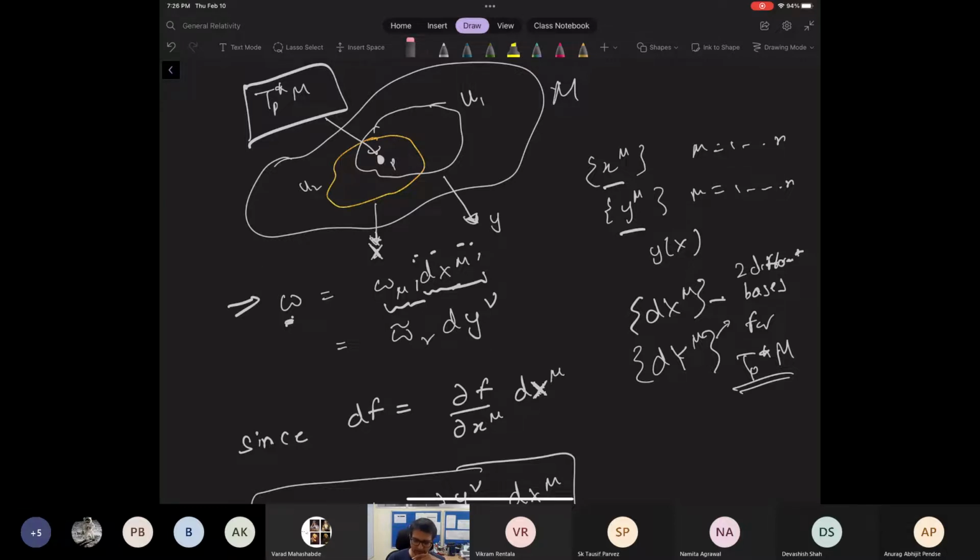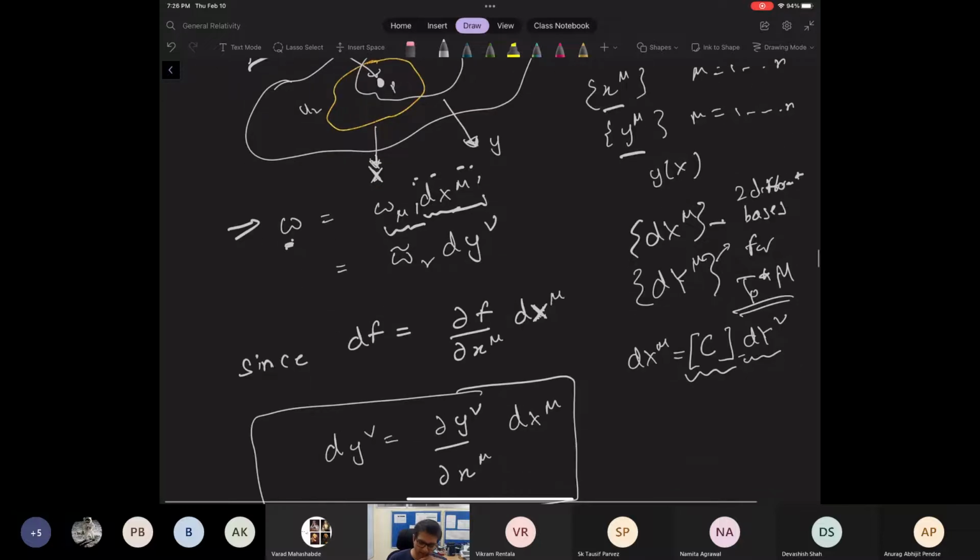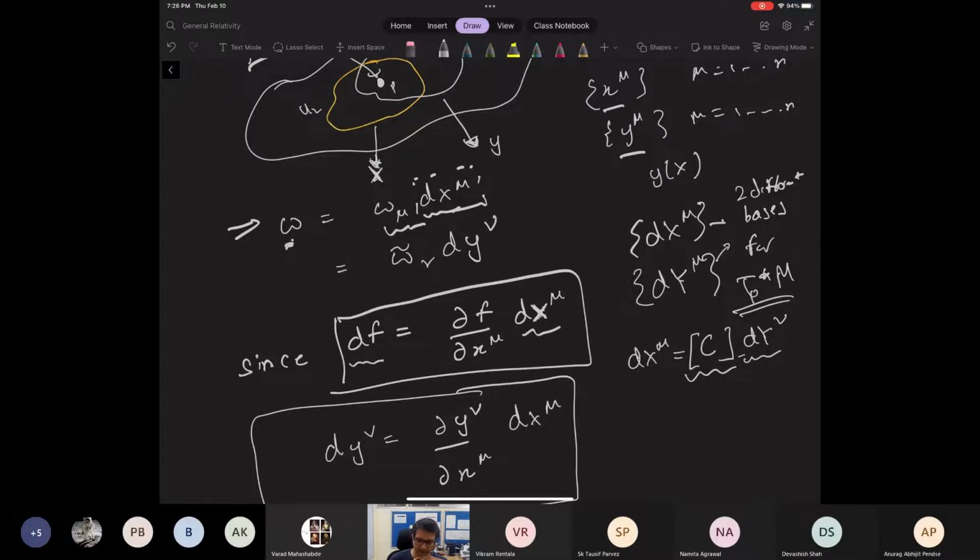But what that means is any particular dx mu, you should be able to write it as some linear combination of the dy mu's. So what we want to do is find those coefficients of how you'd expand dx mu in terms of this alternative basis. Now we know that for any function f, we can write df in terms of the basis dx mu as partial f partial x mu dx mu. That's what we already showed above.